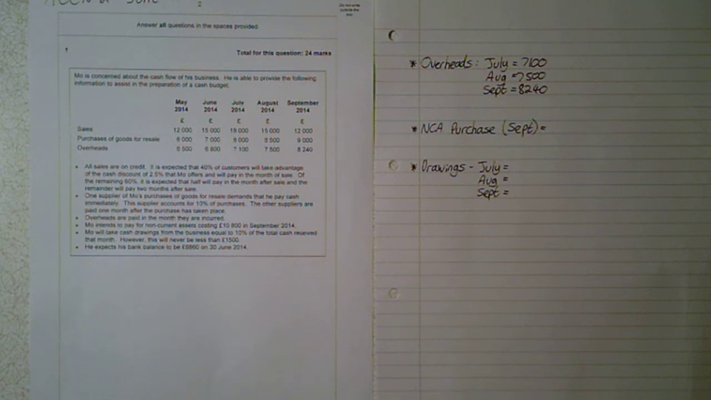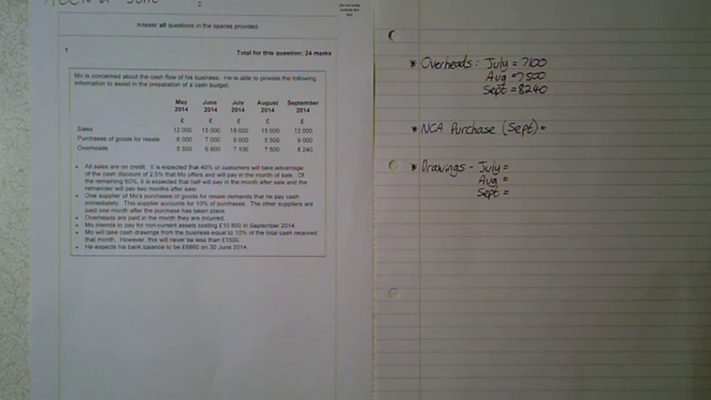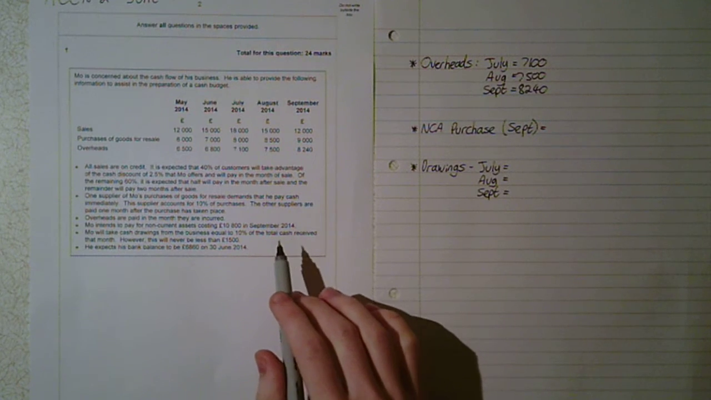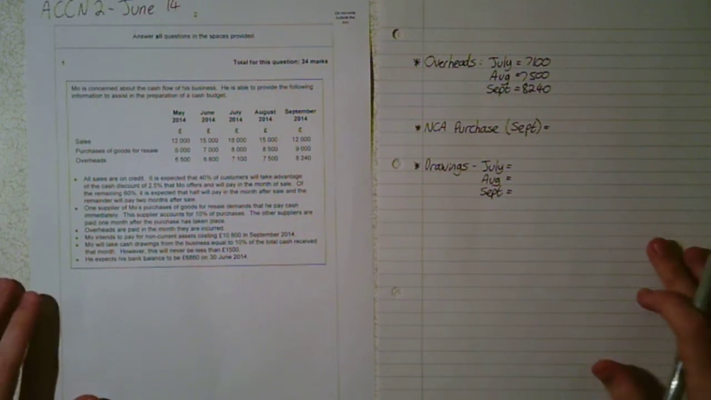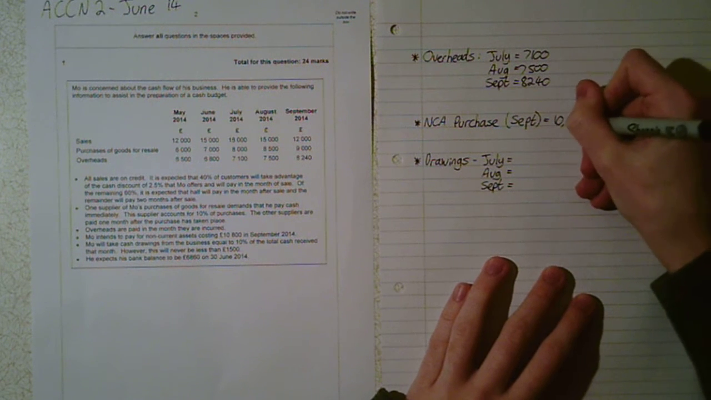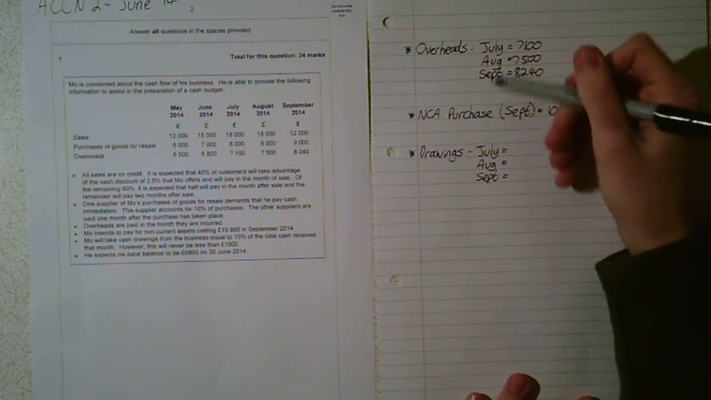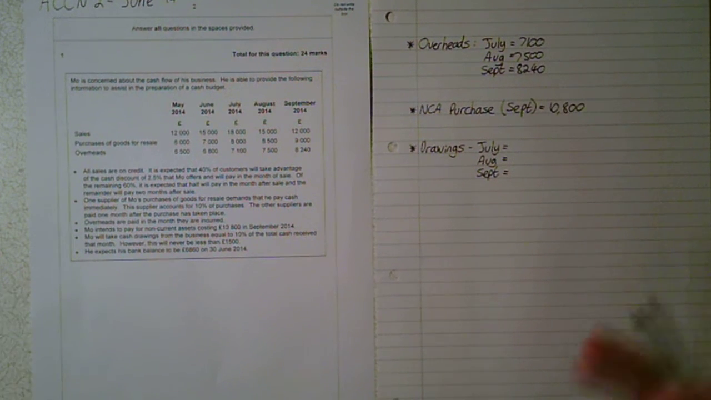An NCA purchase. So Mo intends to pay for non-current assets costing £10,800 in September 2014. So it doesn't matter. It says when he pays for it. We don't care when he acquires it. It's just when we pay for it, because we're dealing with cash, aren't we? So it's just £10,800. Simple as that. So you'll notice that these 3 are all outflows. The only inflow we have is sales.